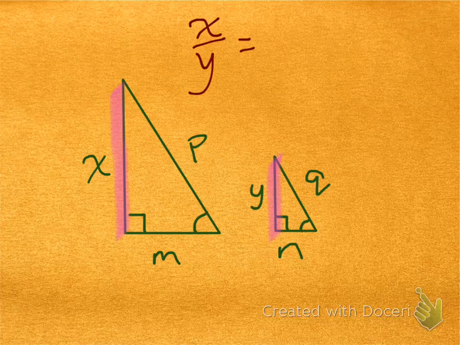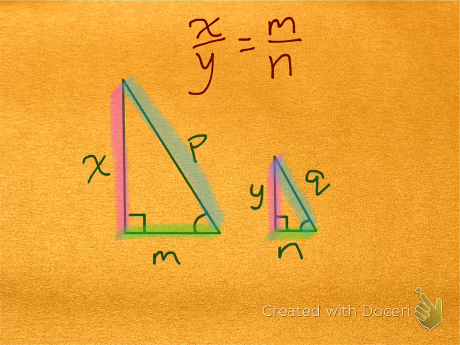equals, well, what other corresponding sides do we have? Let's go with this side m and this side n, also corresponding. So I can say that x over y equals m over n. It also equals, if I want to make the other side, the third corresponding side, this side p over this side q. Right? Those are my corresponding sides. So I could also say that this equals p over q.